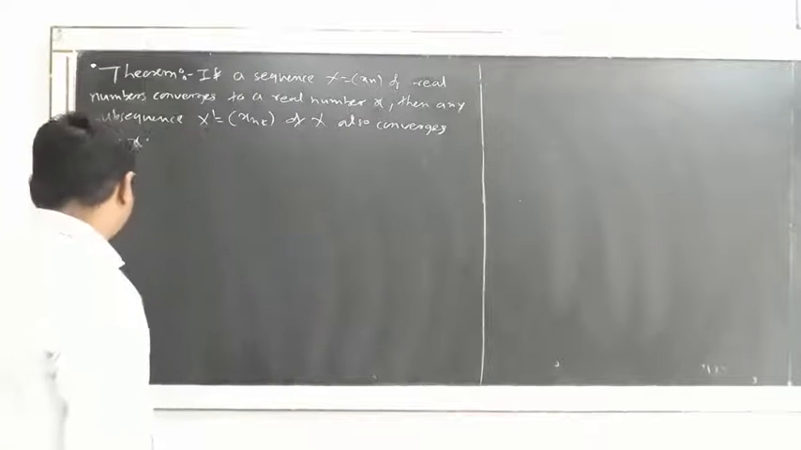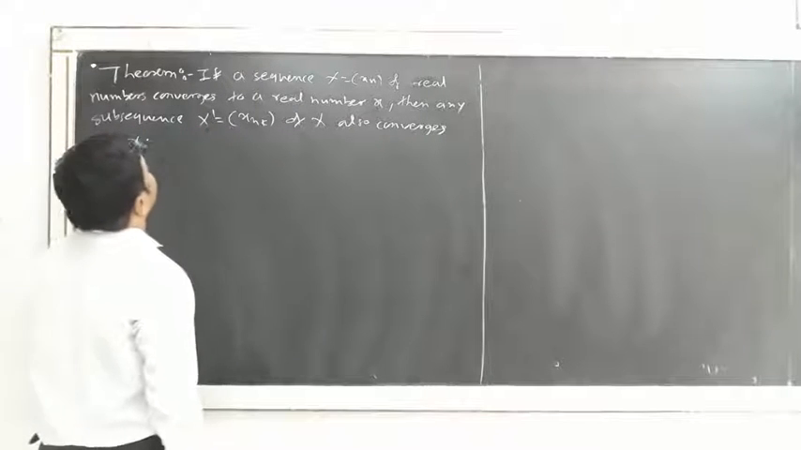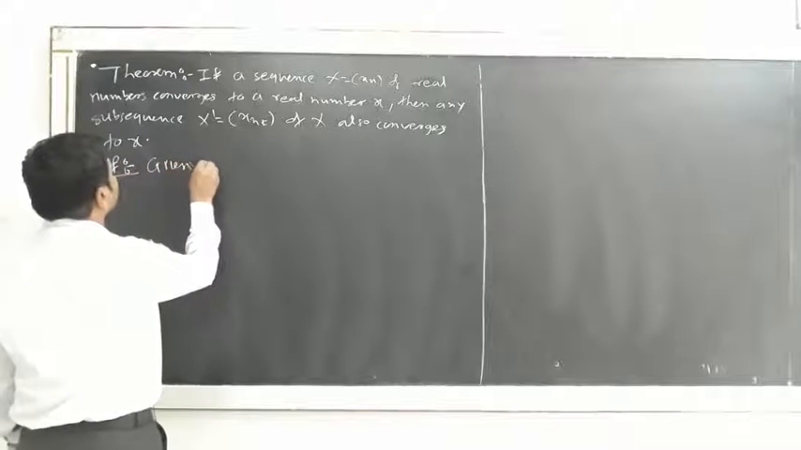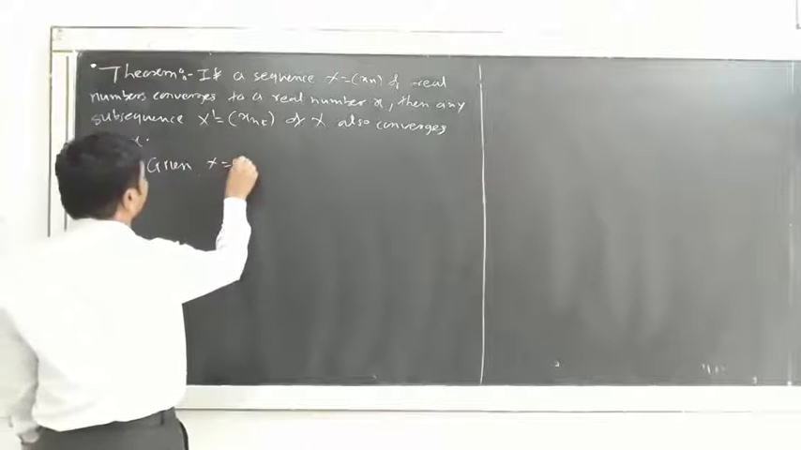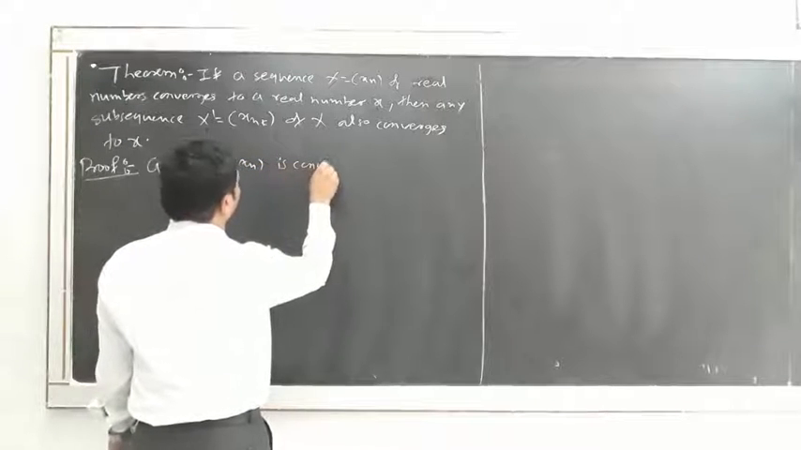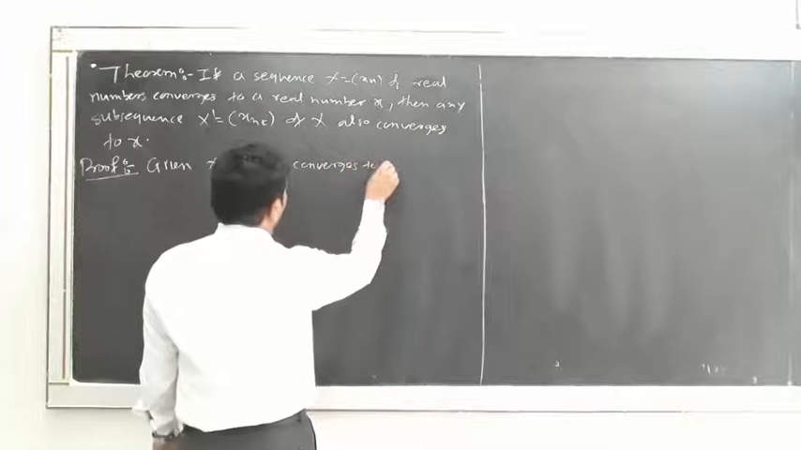So we will try to prove this. What is given? Given X equal to (xn) converges to x.